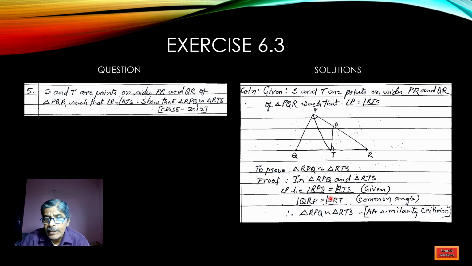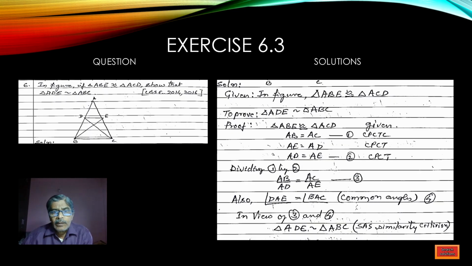Angle P, that is RPQ, is equal to angle RTS, which is given. Therefore, angle QRP is equal to angle SRT, which is the common angle between both. So triangle RPQ is similar to triangle RTS because of the AA similarity criterion.